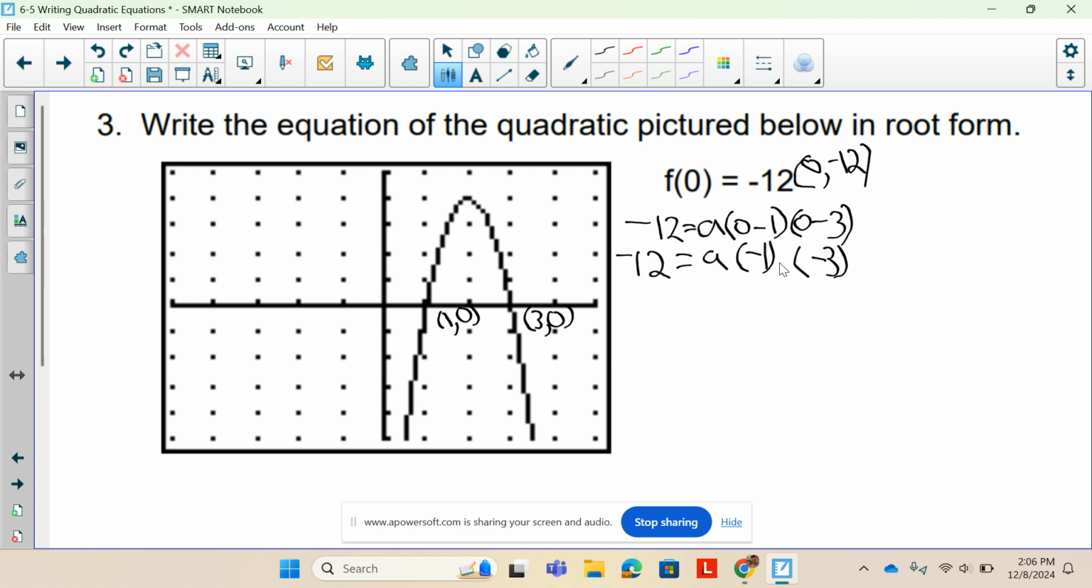So those multiplied together, -1 and -3 gives me a +3. A +3a equals -12 still. And when I divide everything by 3, -12 divided by 3 is a -4. So I've got that a equals -4.